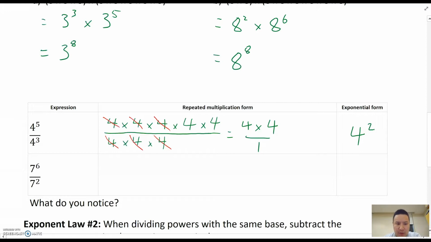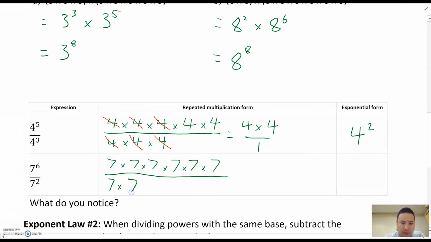Let's take a look at another example. We have 7 to the power of 6. So up top, we're going to write 7 times 7 times 7 times 7, another one, another 7. Who put in so many 7s? Oh, I did. Oops. And then underneath, we're going to do 7 to the power of 2. So that's 7 times 7.